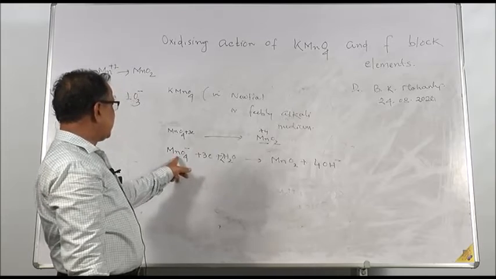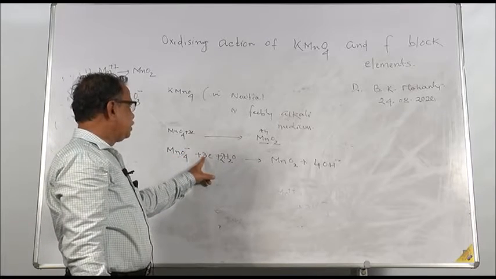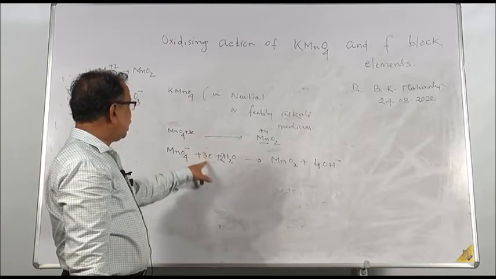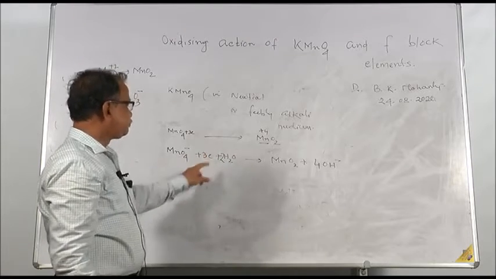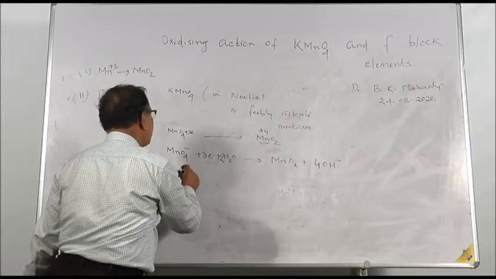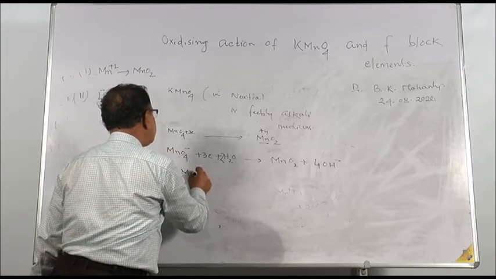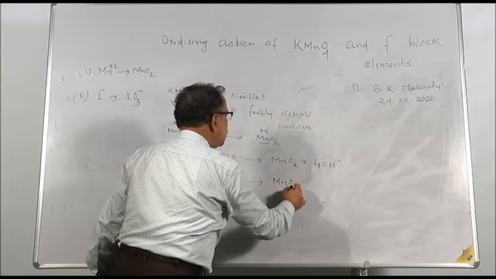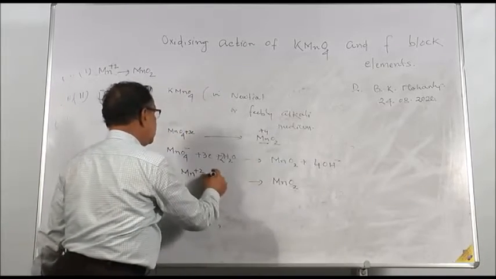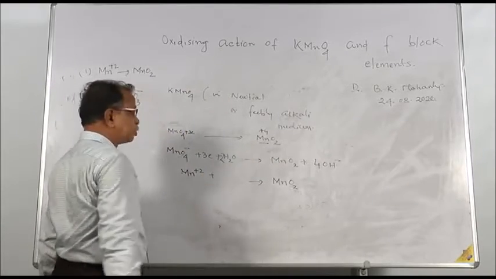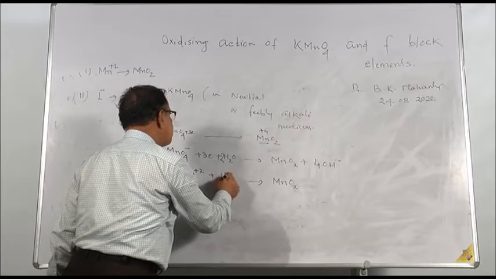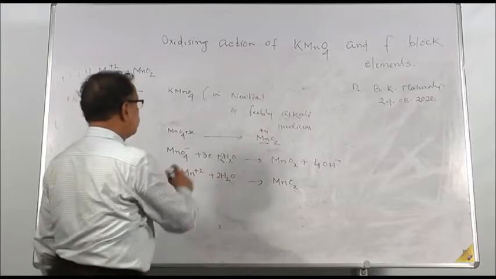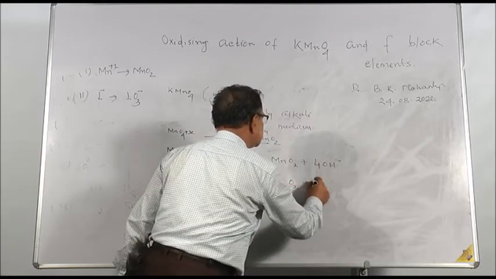Now the first equation is MnO4 minus plus 3e plus 2H2O. In acidic medium it is 5e, in alkaline medium or neutral medium it will be 3e. Hence Mn plus 2 plus 2H2O gives MnO2 plus 4H plus.